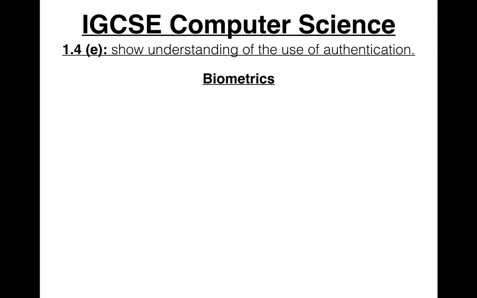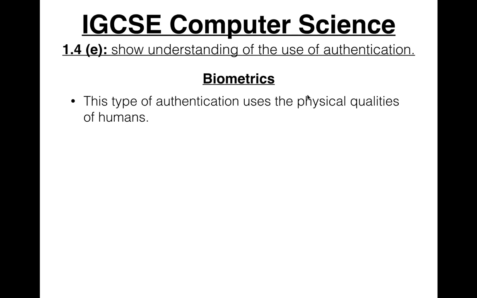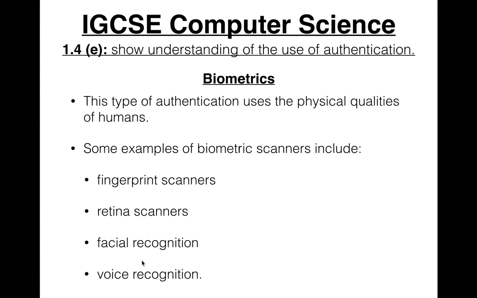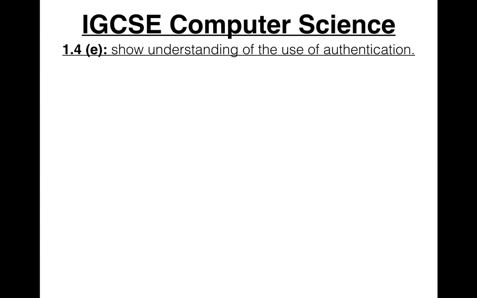So biometrics. This is the last authentication method we have to look at. This type of authentication method uses physical qualities of humans. This could include fingerprint scanners, retina scanners, facial recognition, and voice recognition. Now, here's the thing. We're only going to look at fingerprint scanners and retina scanners in this video because we looked at facial recognition and voice recognition in input devices, and that describes how they are used. If you want to check them out, you can go ahead and do that. So we'll just move on to fingerprint scanners and retina scanners.